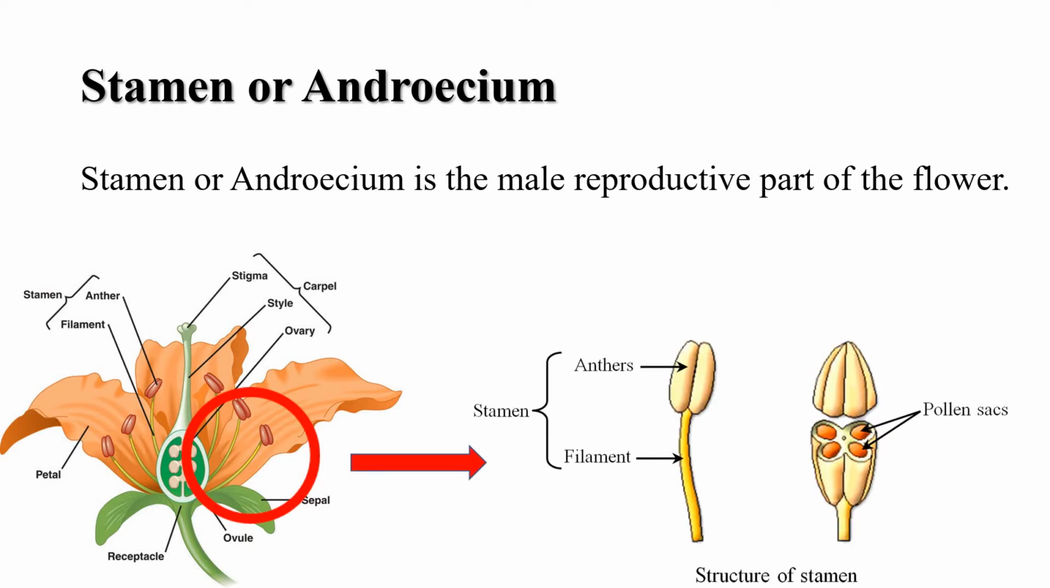The stamen or the androecium mainly consists of two parts. First is the anther and second is the filament. The anther is a bilobular structure. Inside the anther, there are four small chambers, which are known as the pollen sacs, and inside the pollen sacs, small rounded structures called pollen grains are filled, and this pollen grain is the male gamete.